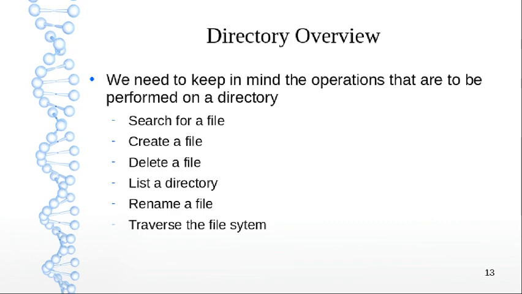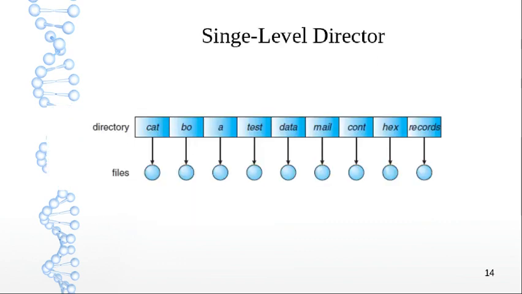Alright, the first type of directory is the single-level directory. Notice that the simplest directory structure is the single-level directory. All files are contained in the same directory, which is easy to support and understand. Notice that the file cat has its own entry, as do bo, a, test, data, mail, cont, hex, as well as records. A single-level directory has significant limitations when the number of files increases or when the system has more than one user.